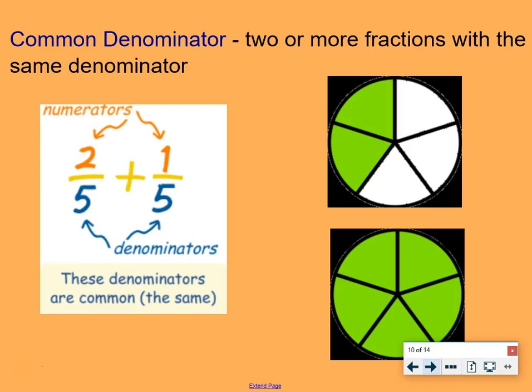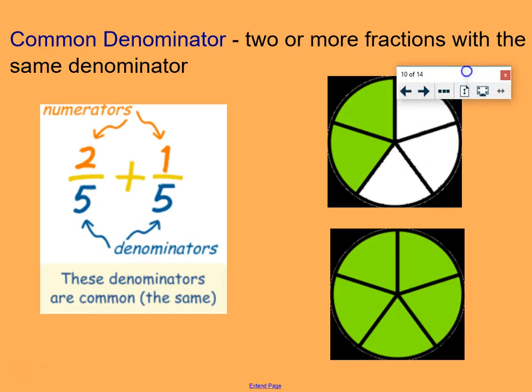Now we talked about this in the first set of notes, 3.1. We're coming back to it because we need to use this concept to add and subtract. Common denominator. So remember, denominator is the bottom number. So it also means you have the same amount of pieces.